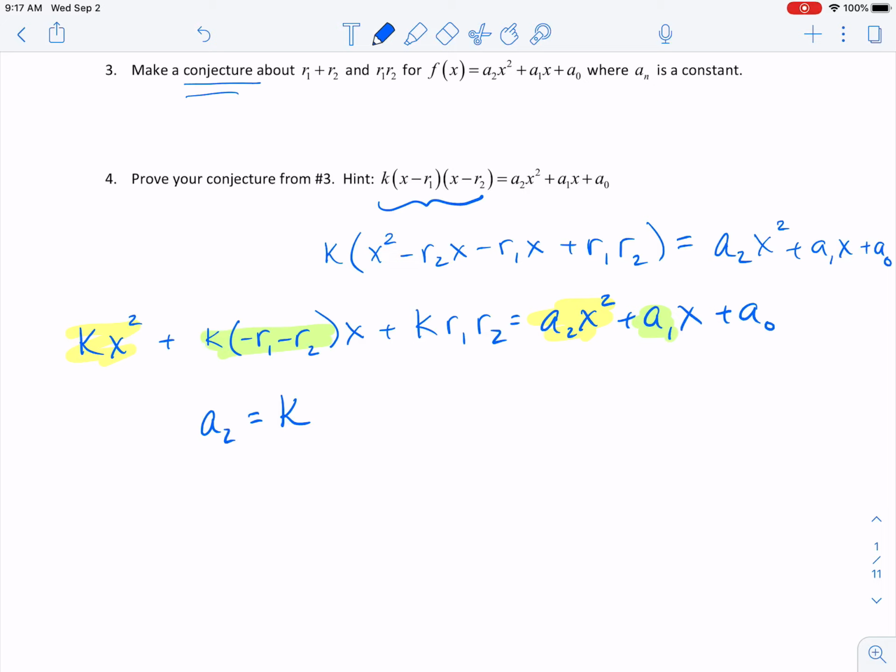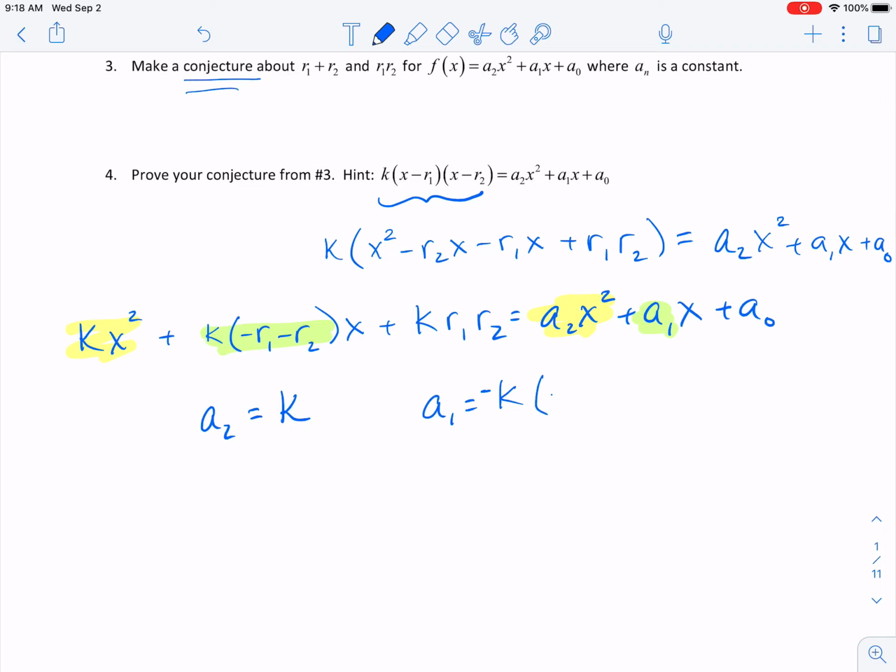And so we have that a1 is equal to k times a negative, let's factor out that negative. Hang on, I'm going to write that better. We'll factor it out over here: a negative k times an r1 plus an r2. But we just said that k is equal to a2. And so what we have is that a1 is equal to a negative a2 times the product of our roots.